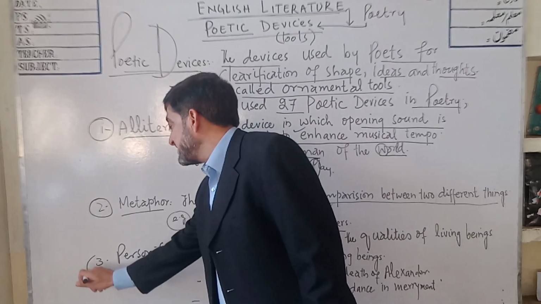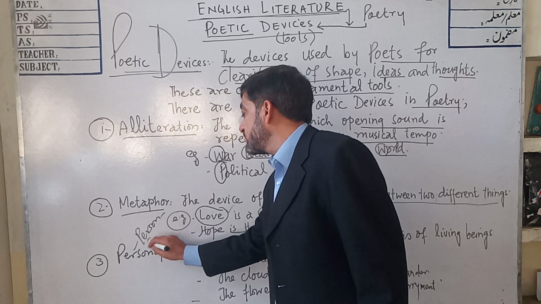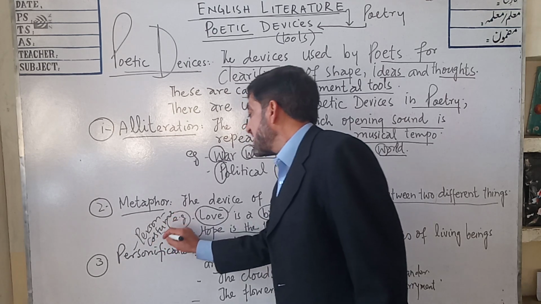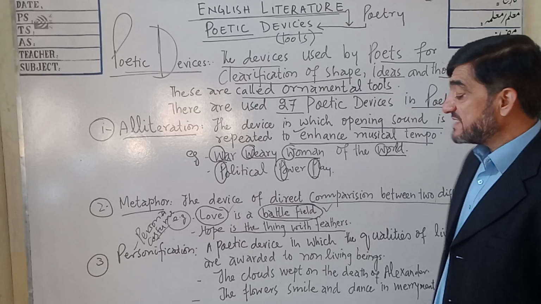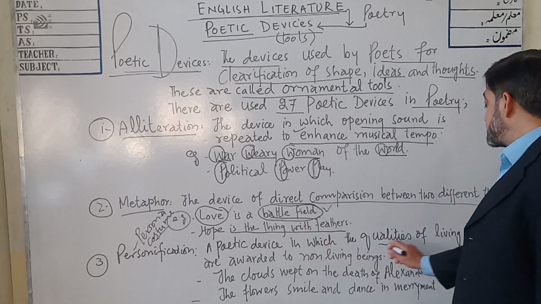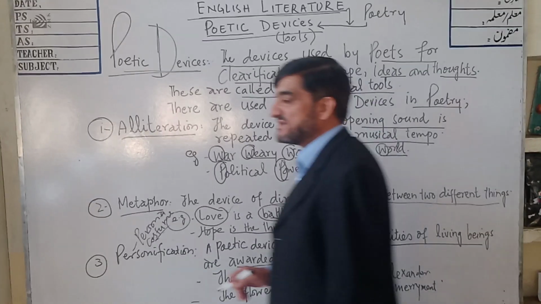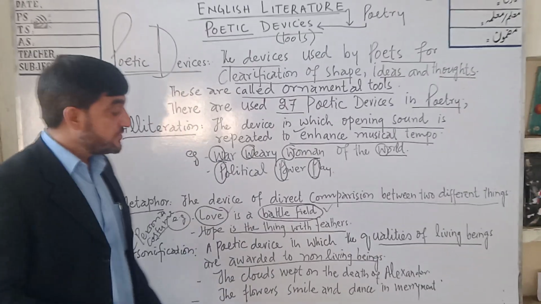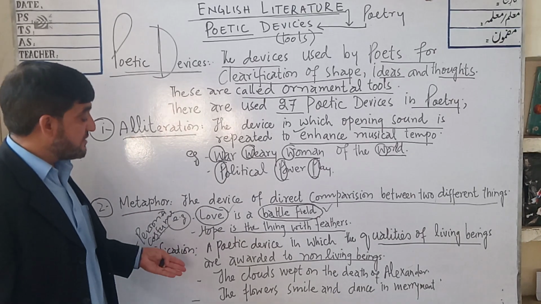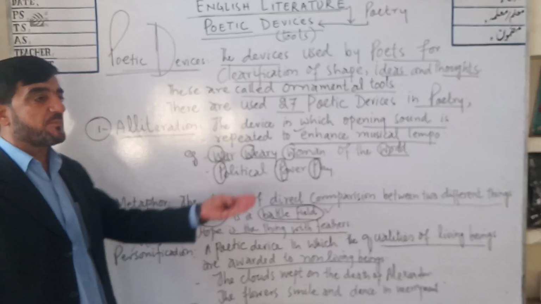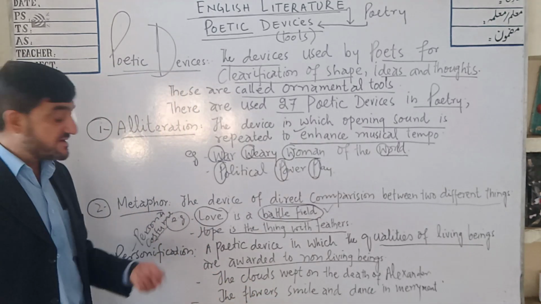The third one is personification. It is derived from the word persona. Persona means costume, costume means dress, and this word persona also means the character which performs on the stage. So it is a poetic device in which the qualities of living beings are awarded to non-living beings. Personification is used by the poets to clear the concepts of the reader. For the clarification of the concepts, they produce the non-living objects in front of the mental eyes of the readers as living beings.